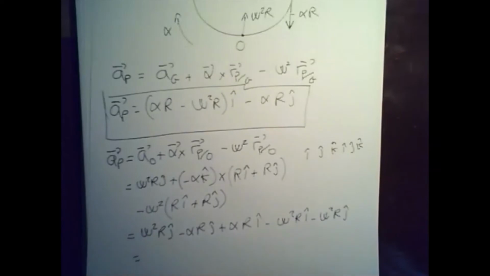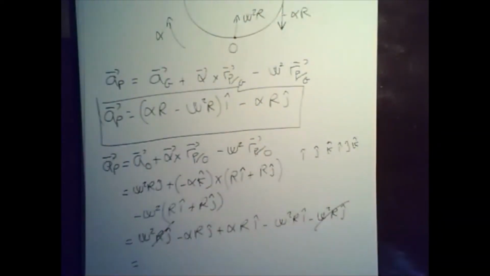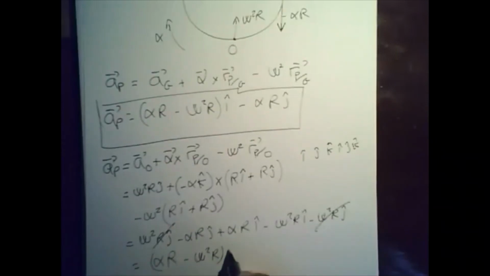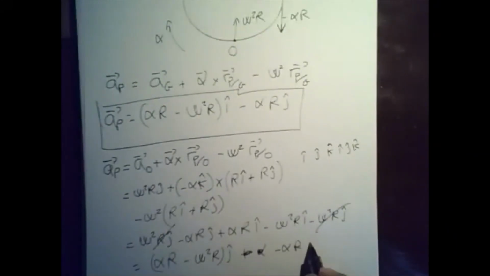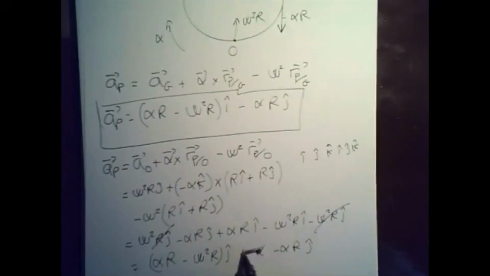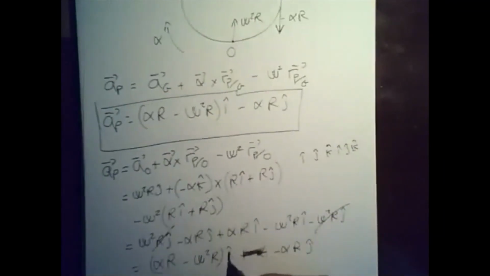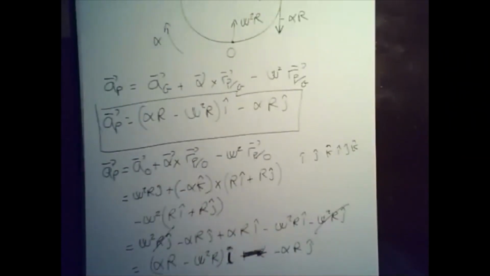So let's do this. What do I have in terms of I? So omega square R J, and then this guy is going to cancel out. Yes, we have alpha R and alpha R minus omega square R. Minus alpha R J, right? It's not J, the first one is I. I. Yeah, I. Exactly. So this guy is I. Yes. So you can see basically we got the same result.